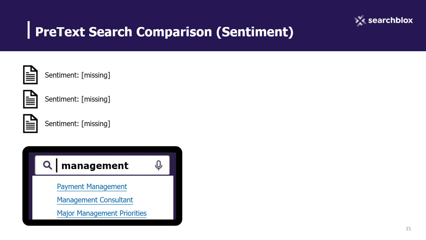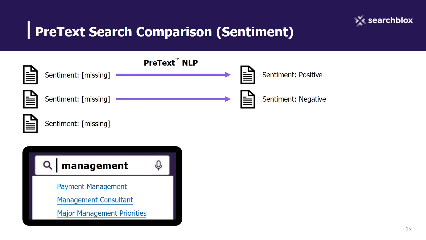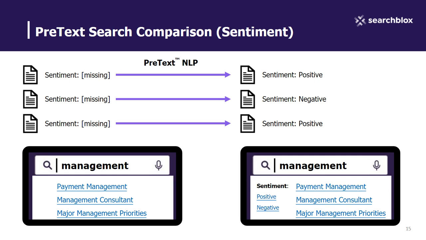So here's one more example. This time we're automatically adding metadata related to the sentiment of each document. That is, overall, it is either positive or negative. So when we search, we not only find related documents, but can begin to drill down into the group of documents based on positive or negative sentiments.